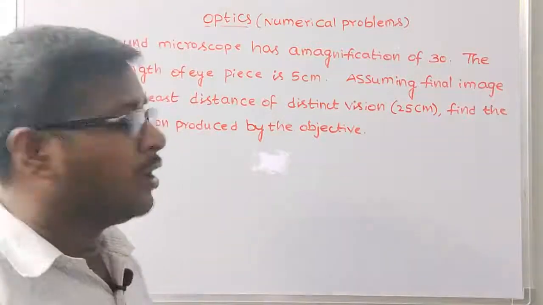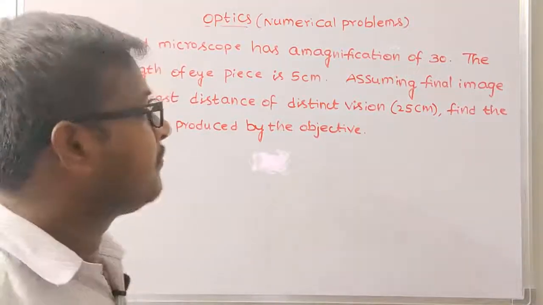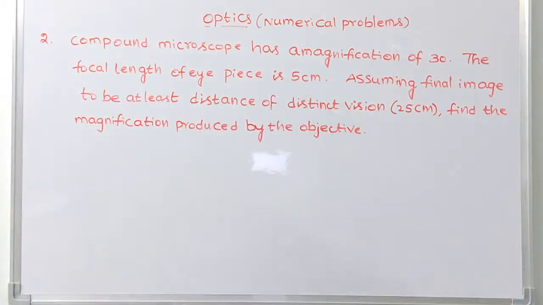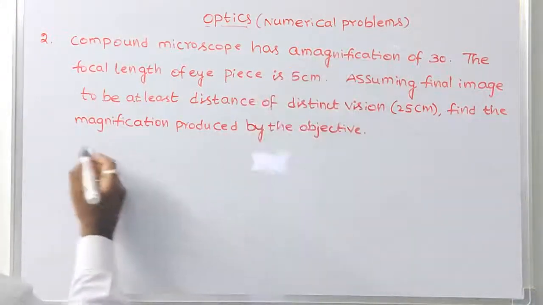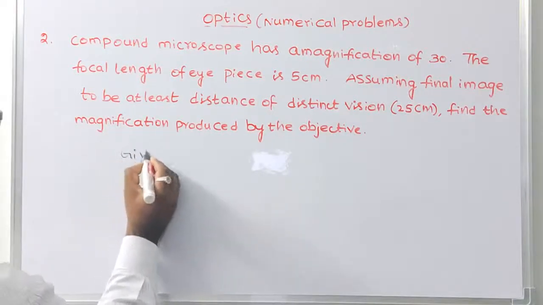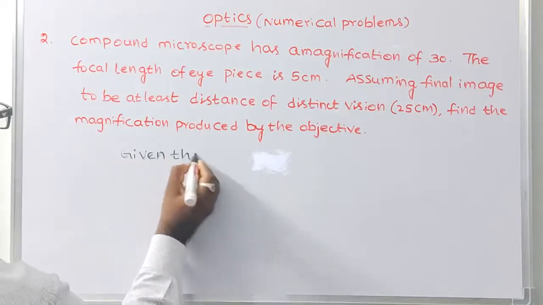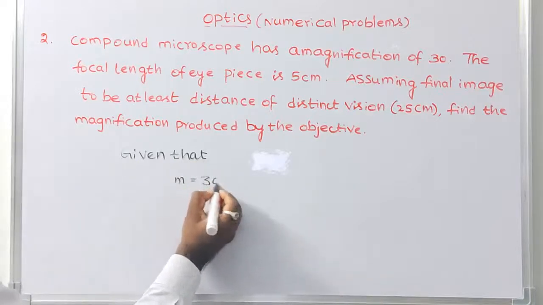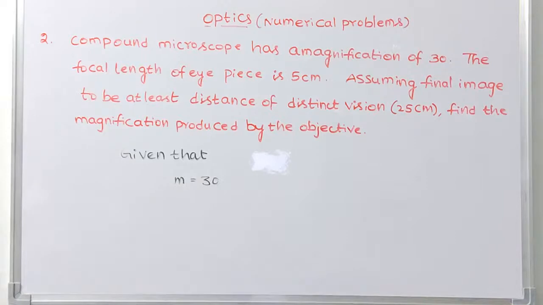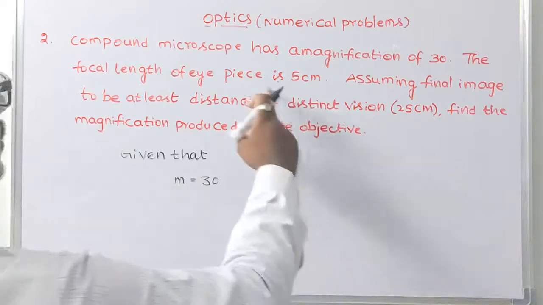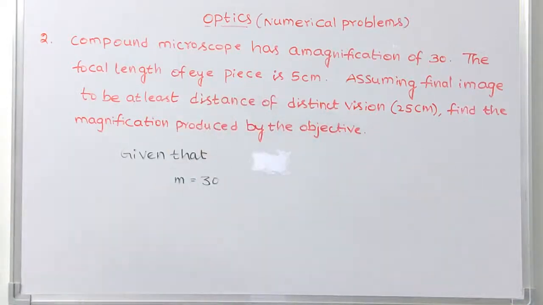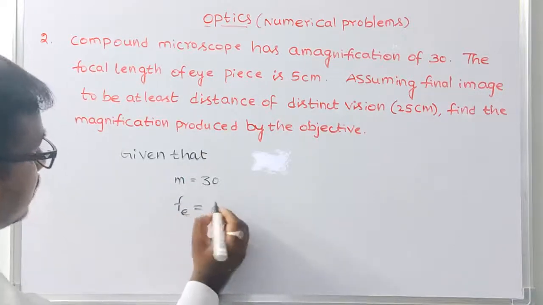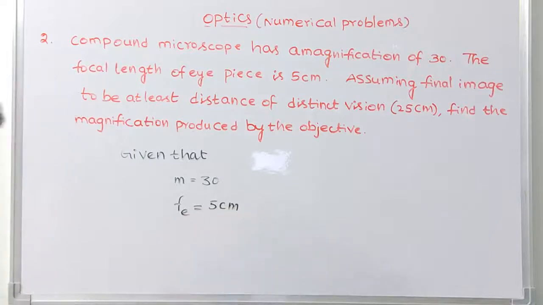Okay, in this compound microscope, two lenses are used. One is the objective, the second one is the eyepiece. Okay, in this one, the eyepiece is 5 centimeter. First write the given data: magnification m is equal to 30. The focal length of the eyepiece is fe is equal to 5 centimeter.